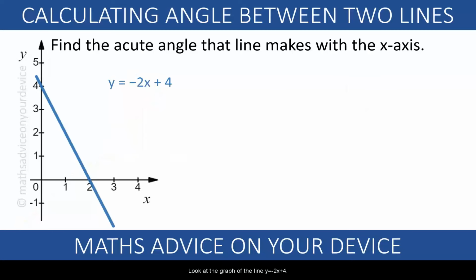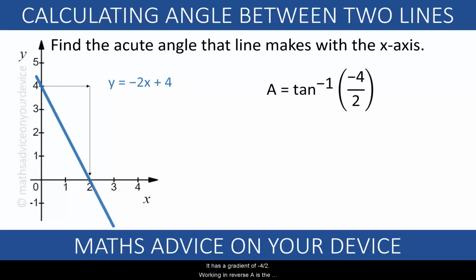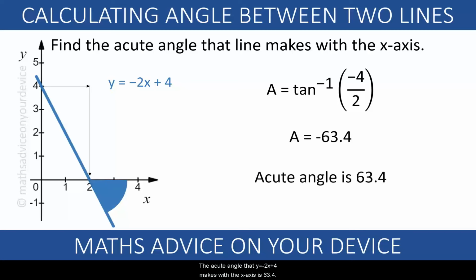Look at the graph of the line y equals minus 2x plus 4. It has gradient minus 2, or minus 4 over 2. Working in reverse, A is the angle whose tangent is minus 4 over 2. A is negative 63.4 degrees, the acute angle that the line makes with the x-axis.